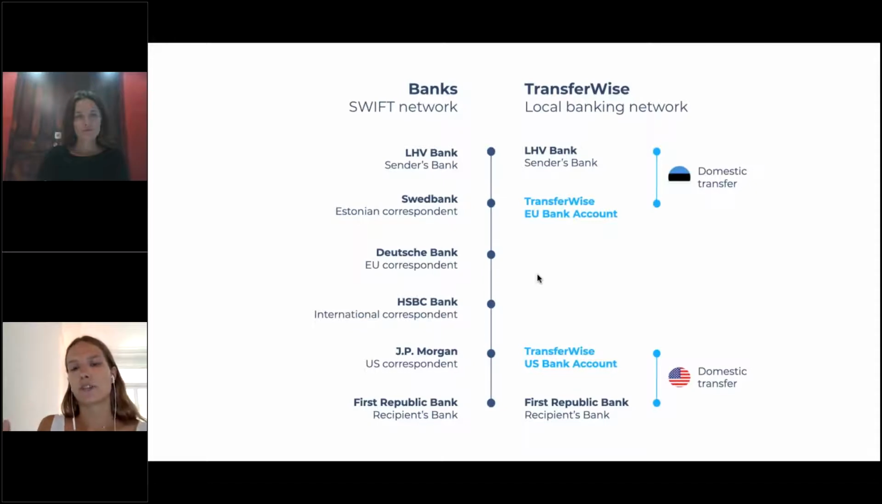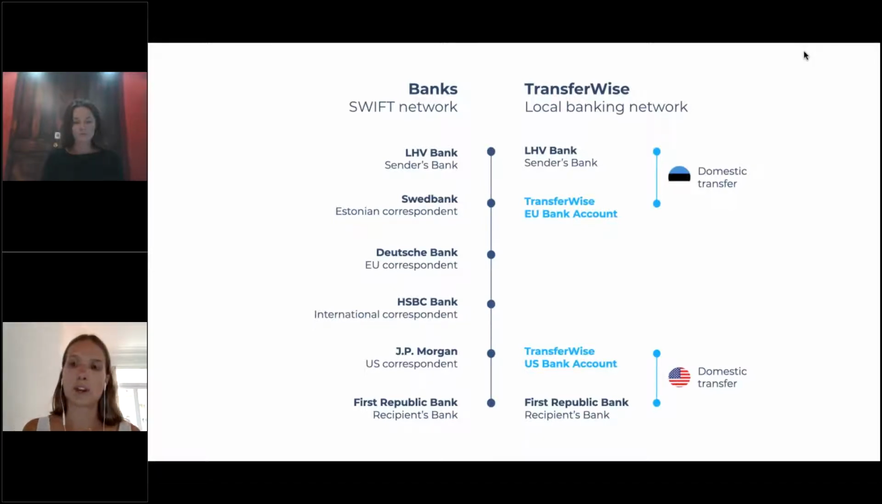So what we've done at Transferwise is we've created an alternative to this network. We basically have bank accounts around the world, and when you make a payment with Transferwise, your money isn't physically crossing borders. It's basically 2 domestic payments. If I'm sending money from Estonia in this example to the US, I will pay euros to Transferwise's euro account. That is a domestic payment. Then once we've received this payment, Transferwise will issue your funds through our US bank account to the recipient. That's another domestic payment.